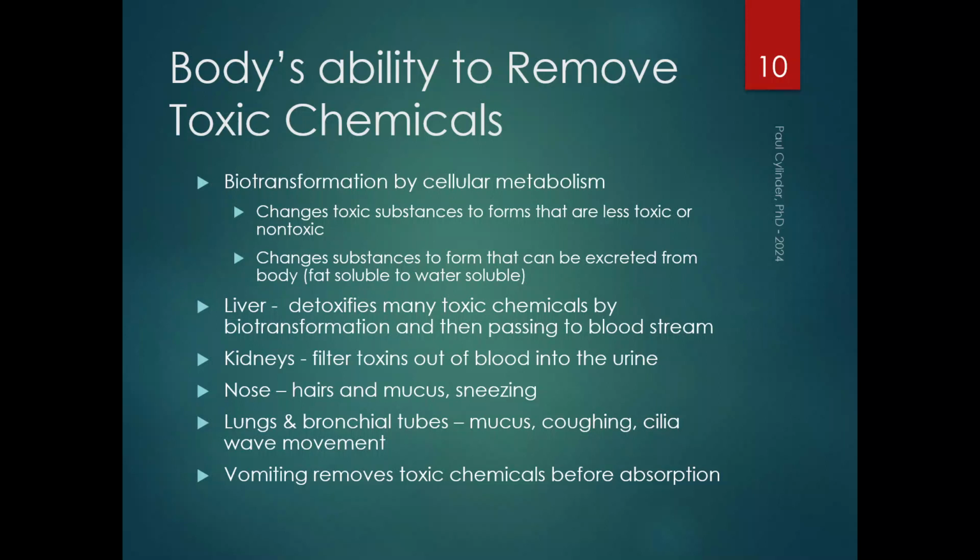The lungs and the bronchial tubes have their own mechanism. There's mucus formed in the lungs and in the bronchial tubes that picks up fine particulates that get into the lungs. And then through coughing, you cough out that mucus with the toxic substances in it, and you get that out of your bronchial and lung systems.